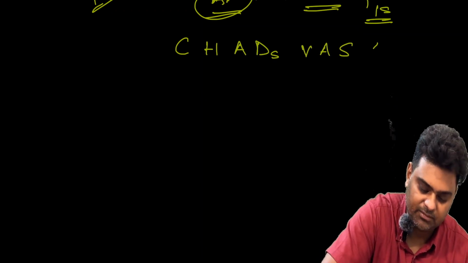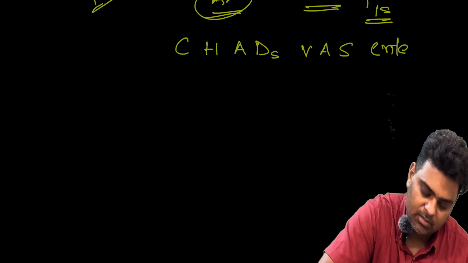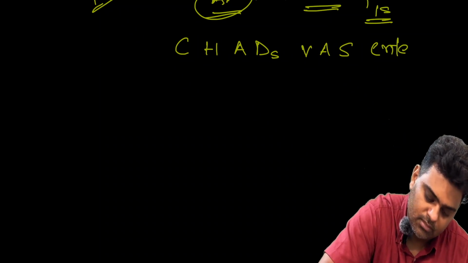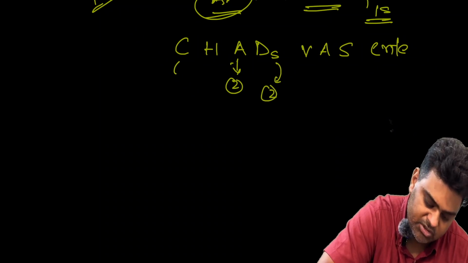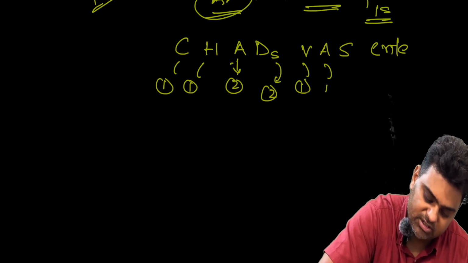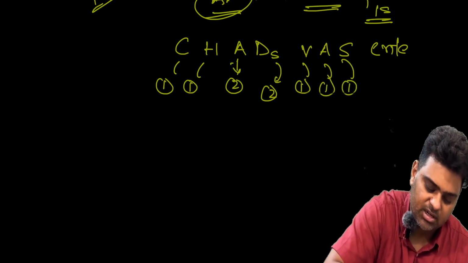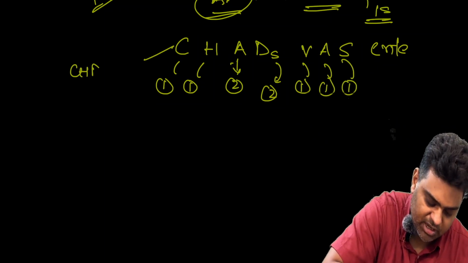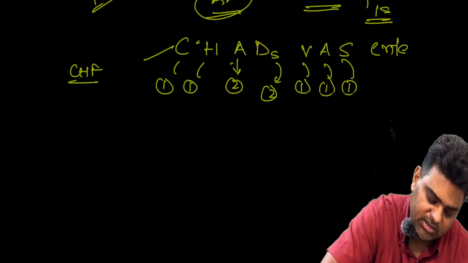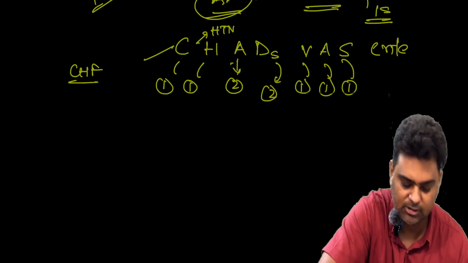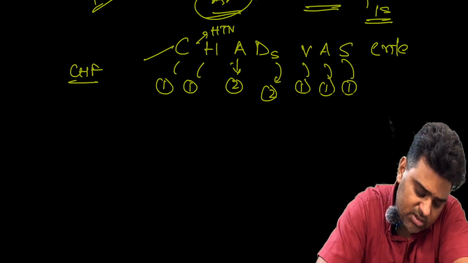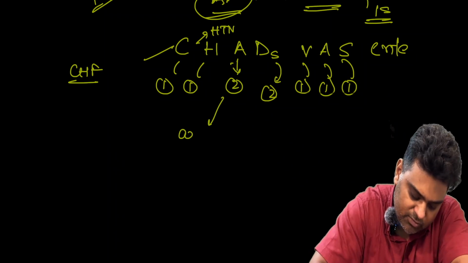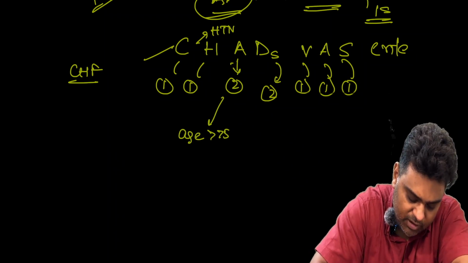CHA2DS2-VASc criteria, where this A is given 2 points, this S is given 2 points, and the rest are given 1 point. Now what are these things? In CHA2DS2-VASc, this C is for CHF. If the patient has CHF, you have to give 1 point. This H is for hypertension. This A is given 2 points. This is for age more than 75 years.